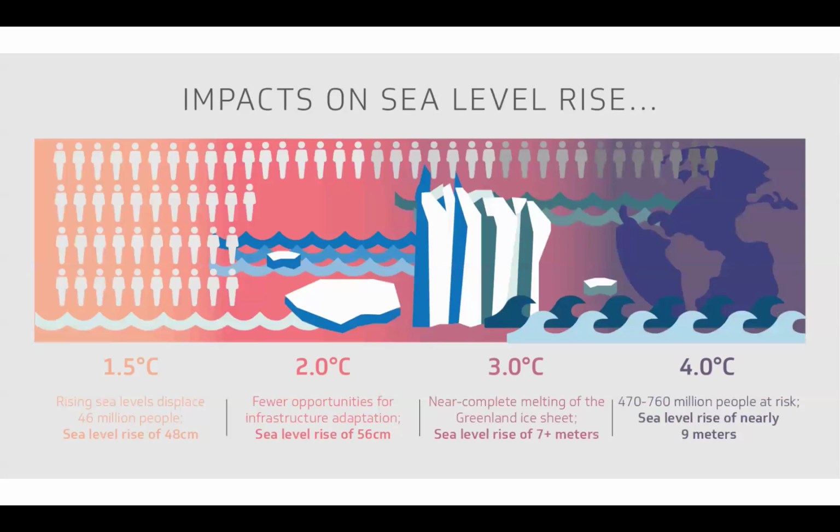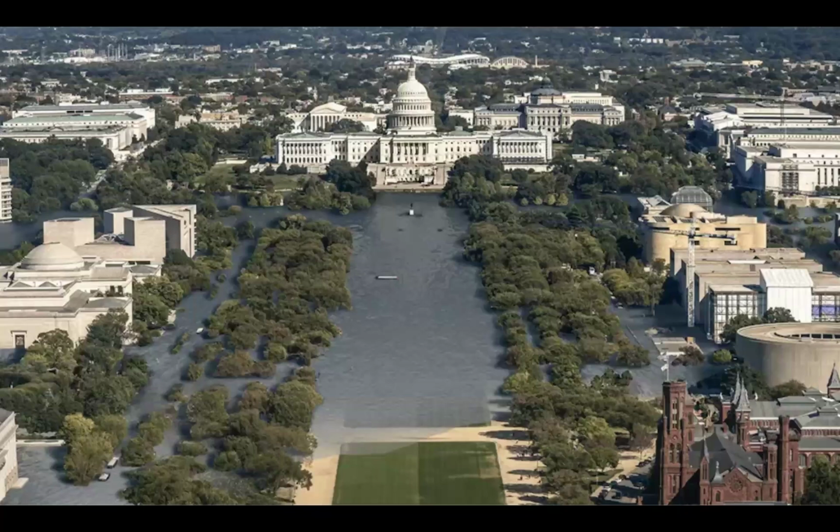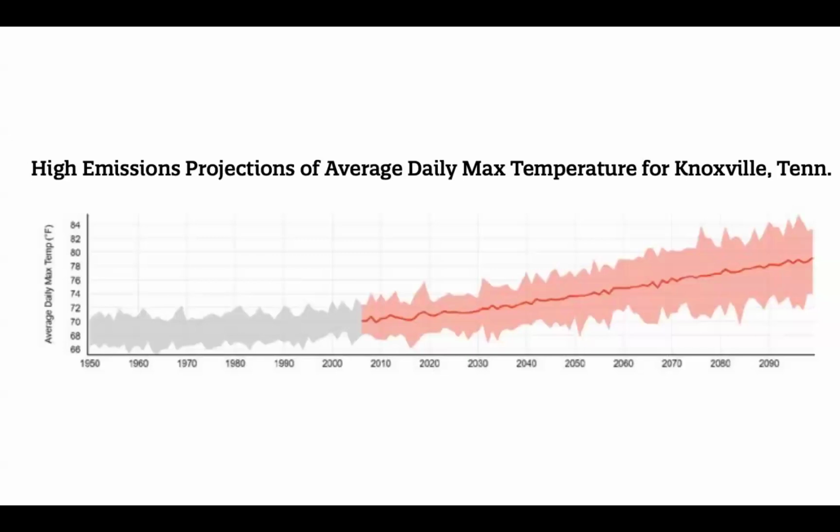Near complete melting of Greenland, sea level rise of 7 meters, which, if you want to know what that looks like practically, I found this really compelling rendering of the National Mall in DC. This is what 3 degrees warming would look like. This is what Washington DC would look like on a normal day, and this is what we are projected to have at the end of this century if we don't change. And Knoxville's affected too. We're not immune.